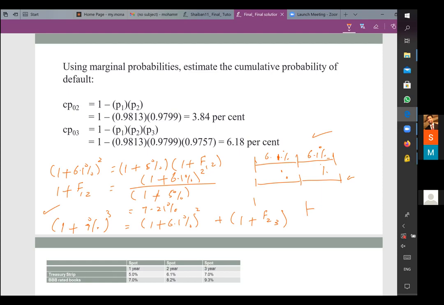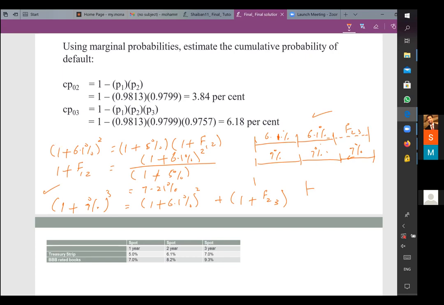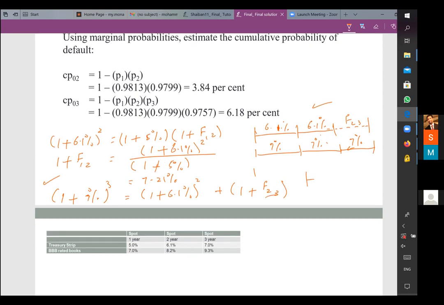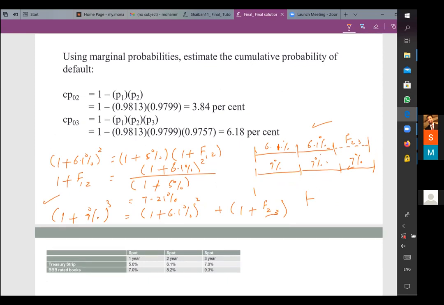And for the 3rd year, I know it's 7%, 7%, and 7%. I'm just trying to get this one, which is forward 2 for year 3. And I get it by here. You can solve now for the F2,3 and get the number. And in this case, if I have all the forward rates, I can calculate now the probability of payments.